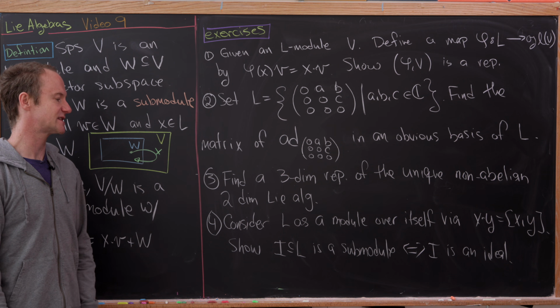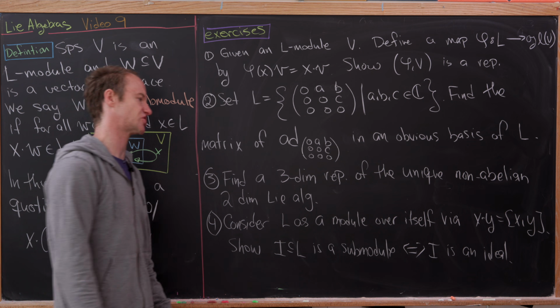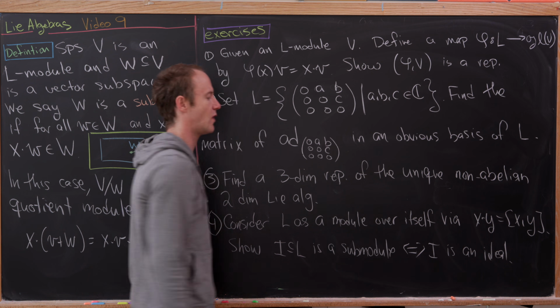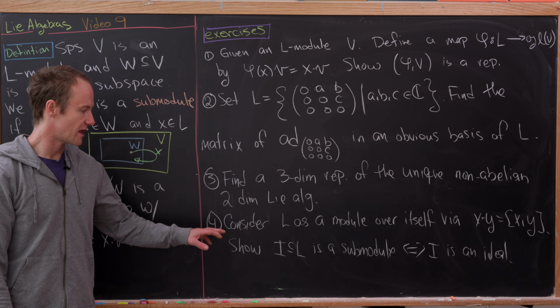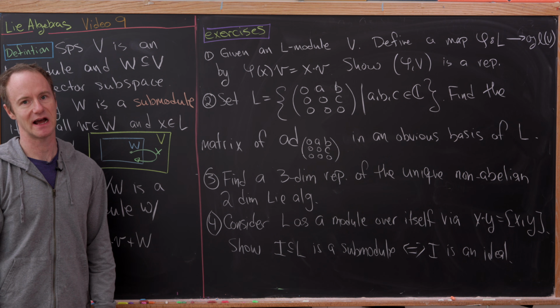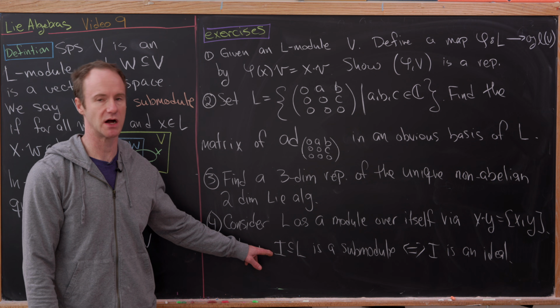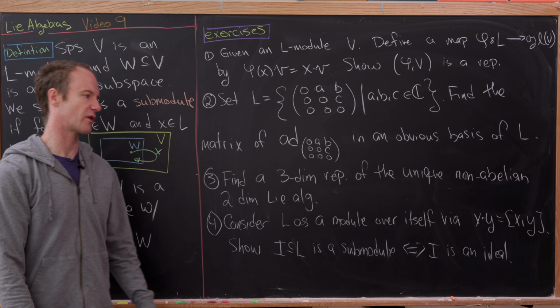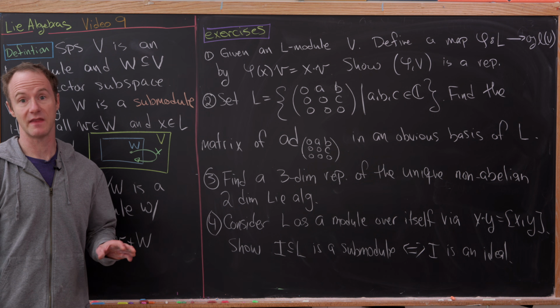And then finally, let's consider L as a module over itself via the adjoint action. That is, x dot y is equal to the bracket of x with y. And then show that I is a submodule if and only if I is an ideal. So over here on this side, we're thinking about it in terms of module words, whereas over there, we're thinking about it in terms of the Lie algebra itself. And that's a good place to stop.